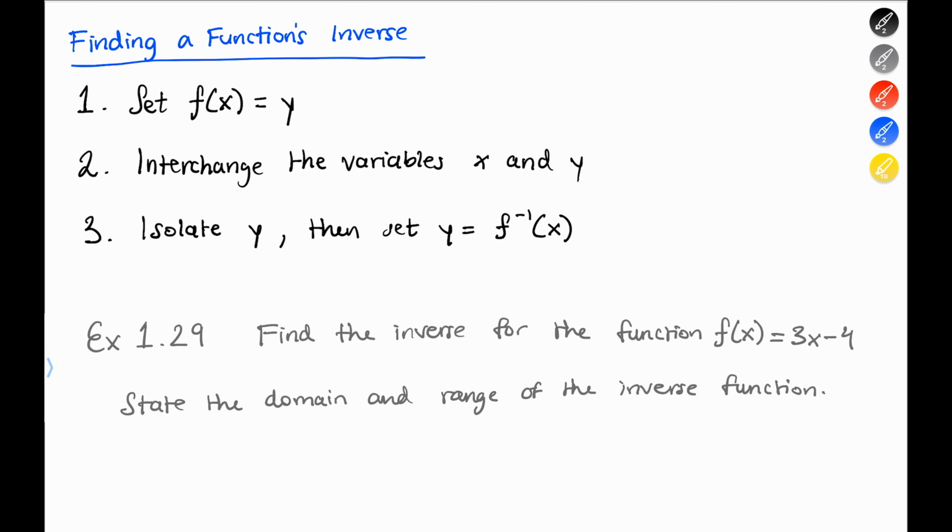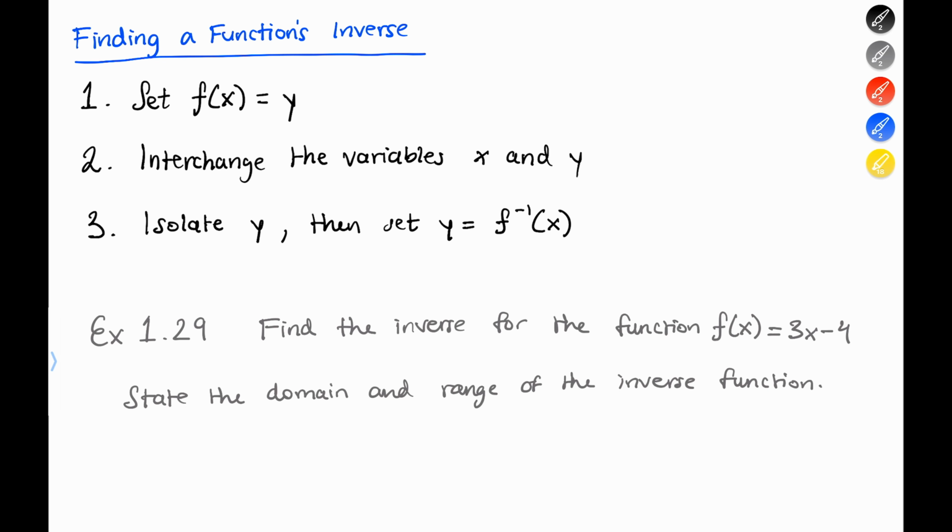Now we're going to take a look at how to find a function's inverse. So the first step is to set f of x equal to y. The second step is to interchange the variables x and y. And the third step is to isolate y, and then set y equal to f inverse of x. So let's take a look at this example problem, example 1.29. It says to find the inverse for the function f of x is equal to 3x minus 4. It wants us to state the domain and range of the inverse function.